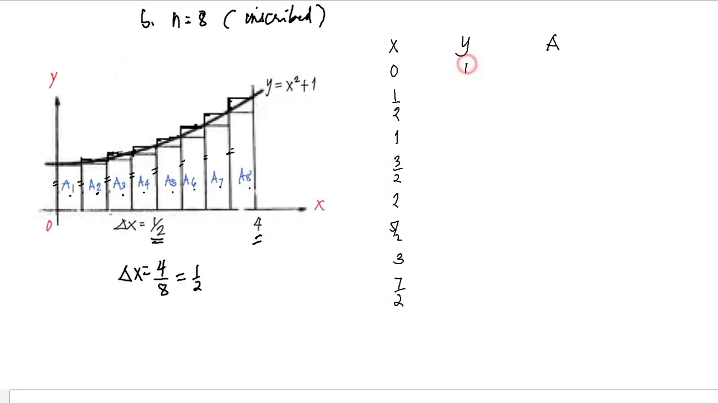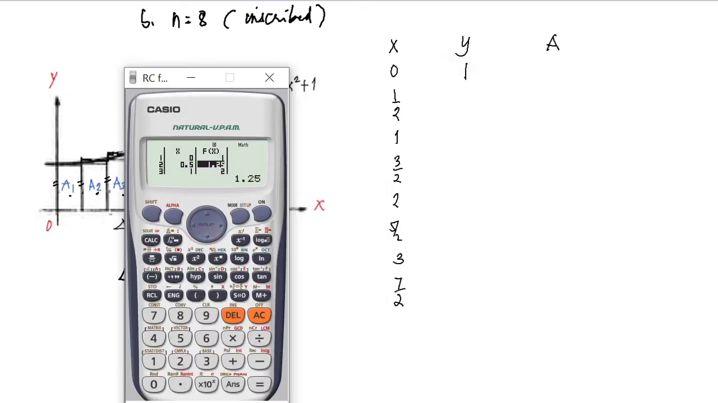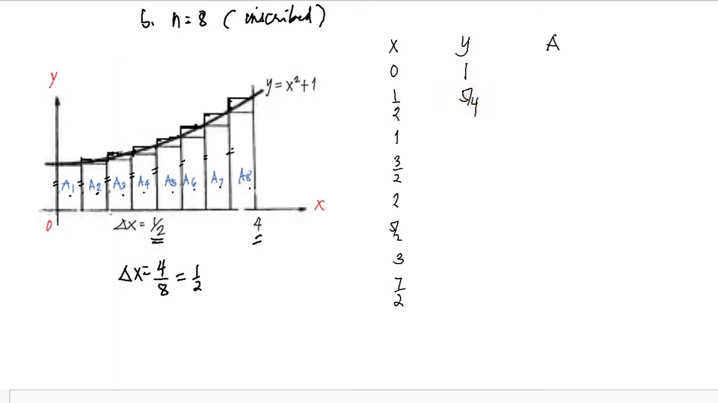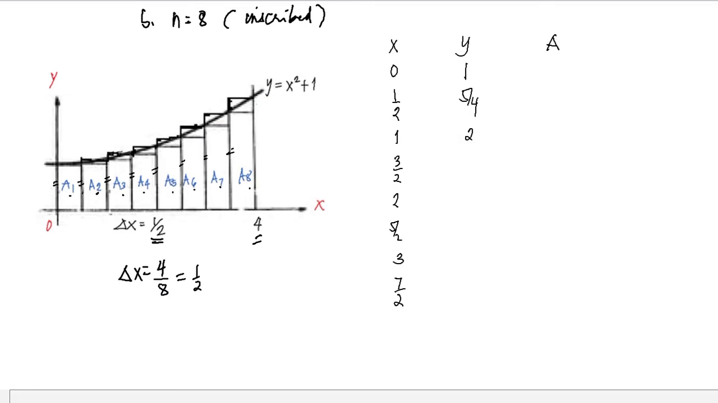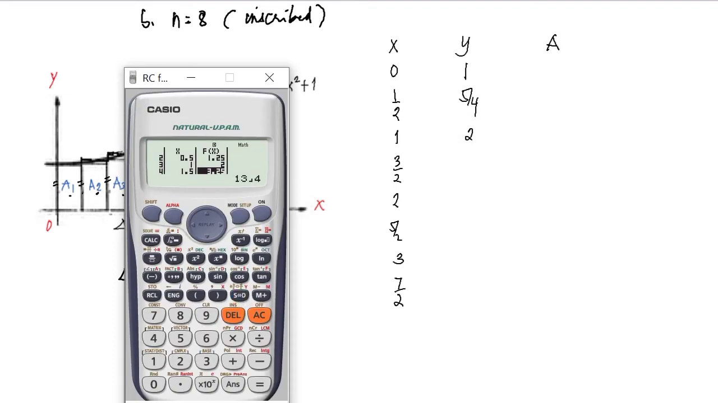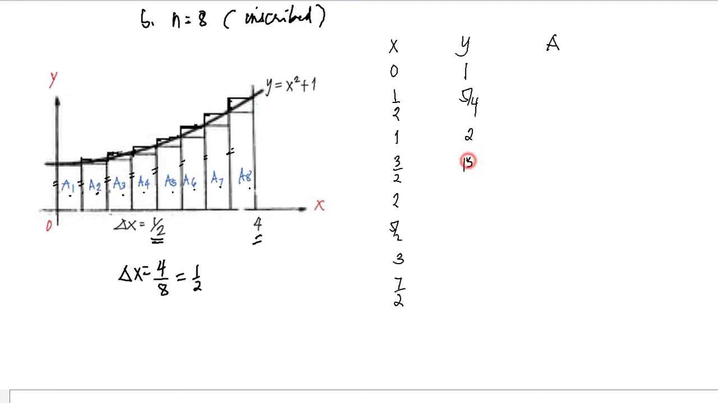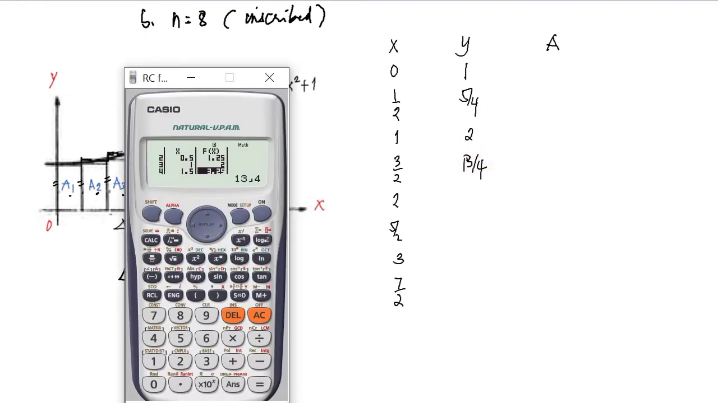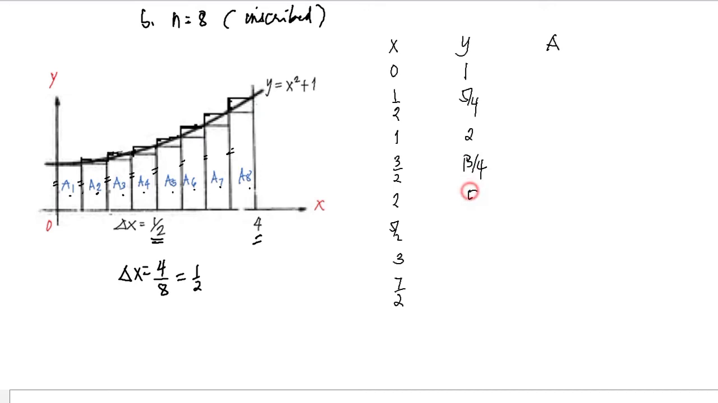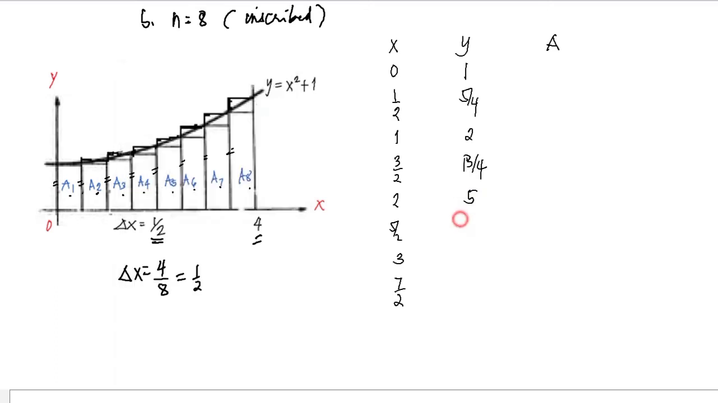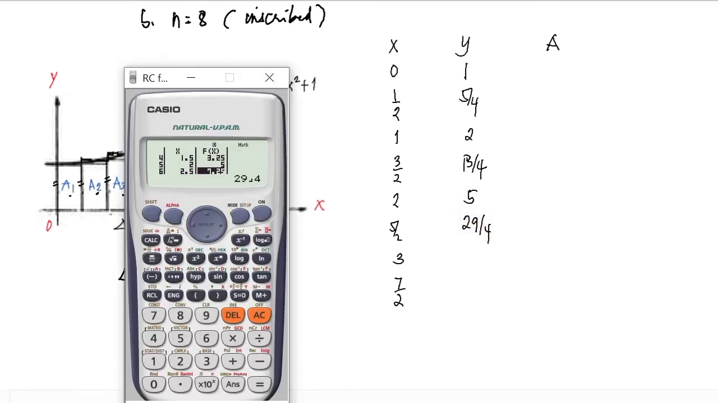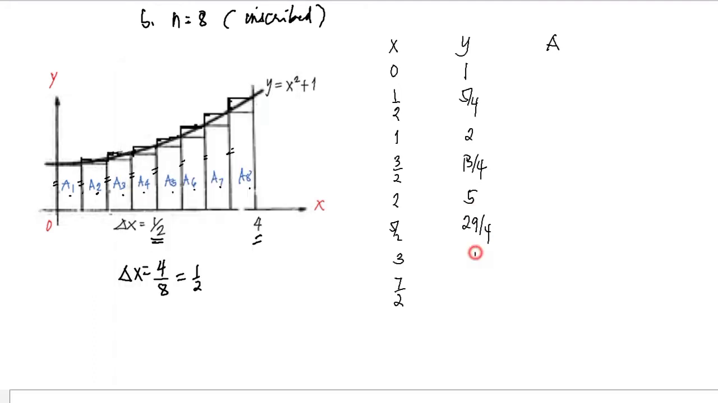1 para kay 0. Tapos 1 to 5, that's 5/4. And then we have here 2. So this is 13/4. And we have here 5. So for the 5 halves, we have 29/4. And for the 3 here, we have 10. Tapos dito ay 53/4.